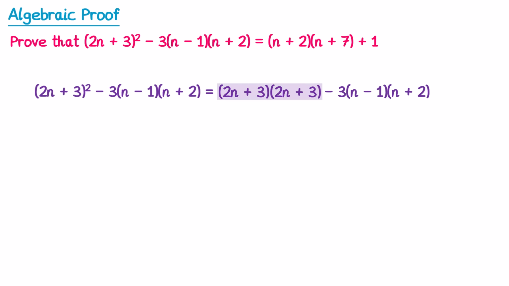So let's expand this double bracket here first. 2n times 2n is 4n squared. 2n times 3 is plus 6n. 3 times 2n is also plus 6n, and 3 times 3 is plus 9.